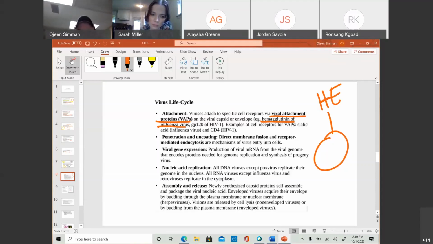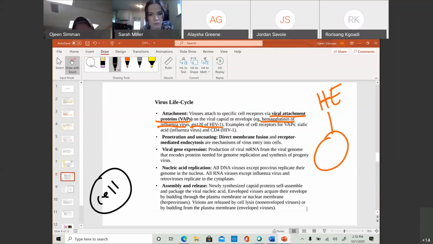The HIV virus has the GP120 receptor, okay? These bind specifically to host cell receptors. What are they? Sialic acid, this is the receptor that the influenza virus must bind to. And then the CD4 receptor located on our white blood cells. Okay, you have to please know these.